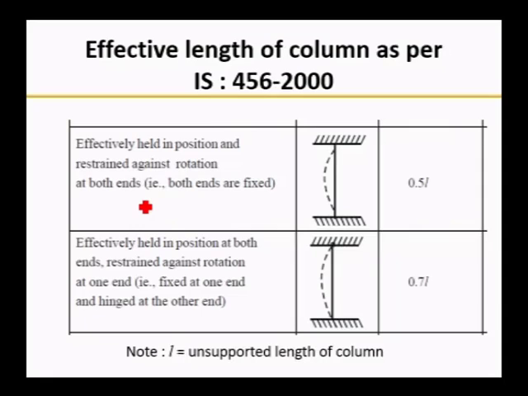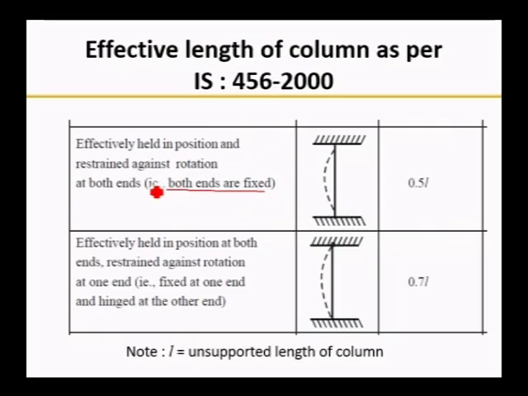That is, the column is completely fixed. Effectively held in position means it is in one position and does not move from one place to another, and also it will not rotate. When it is not allowed to rotate and will not move from one place to another, it is called fixed. There is no rotation at the top as well as the bottom. If there is no rotation at both places and it is held in position, then that condition is known as both ends fixed.